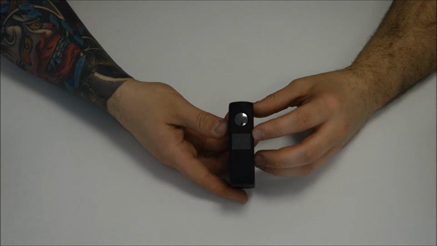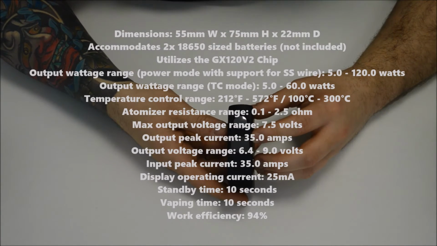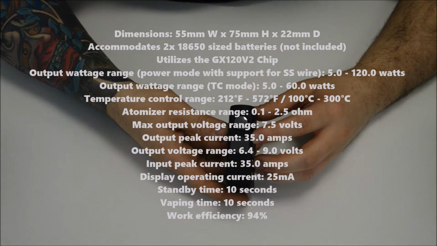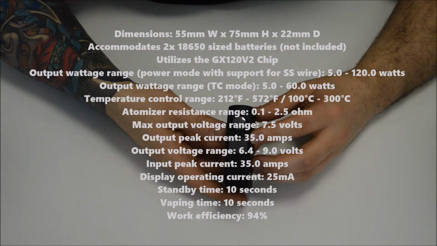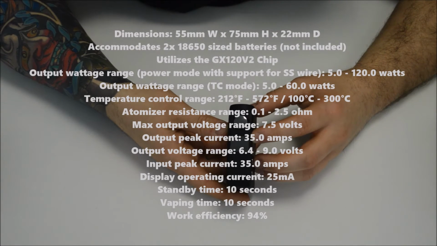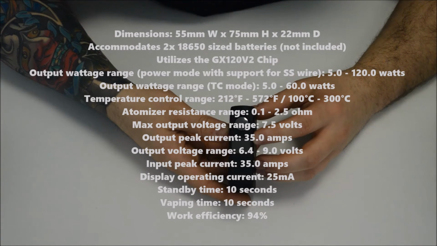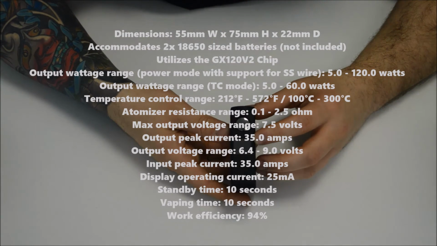So just to go through a few specs, technical specifications. You've got the wattage range from 5 watts to that big 120 watts. In temperature control mode, it will go 5 watts all the way through to 60 watts. The ohmage that it will take is a 0.1 coil all the way up to 2.5 ohms. The max output is 7.5 volts. And it takes, again, two 18650 batteries, flat top, high drain. Temperature control range, it will go from 100 degrees C all the way up to 300. So you've got plenty of range to mess about with there and really find your sweet spot. And then of course in Fahrenheit, we can go from 212 to 572.